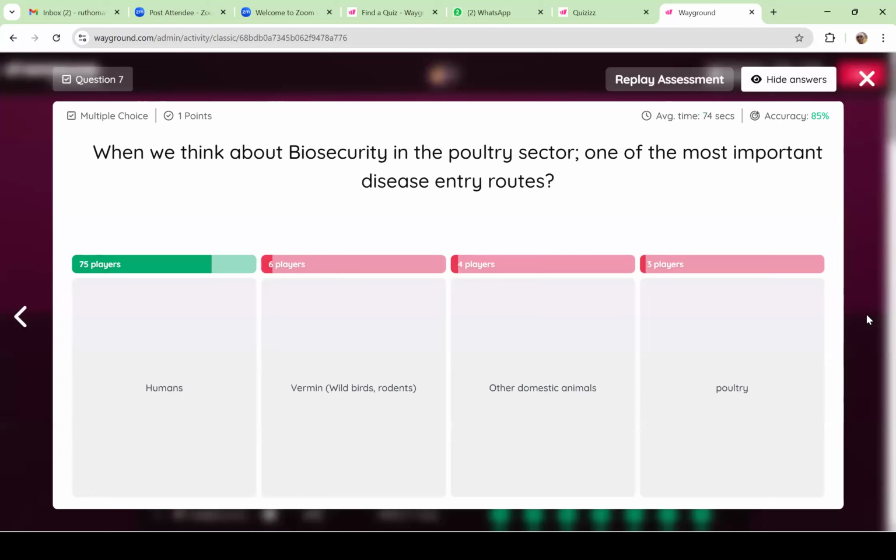When we think about biosecurity in the poultry sector, one of the most important disease entry risks is humans. All these other things can cause disease risks in farms, but humans are the main ones. We move around, we visit each other, we are very social, and we are the ones handling these animals. So we are the main disease risk in a poultry production enterprise, and we should act around that.